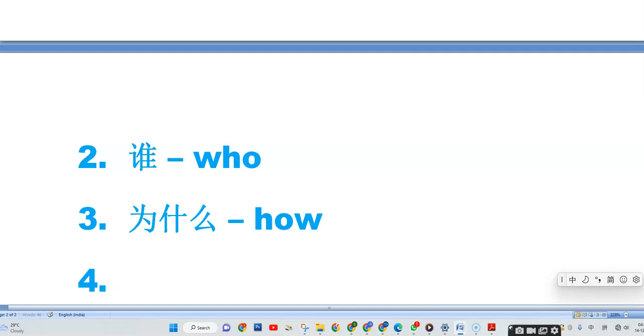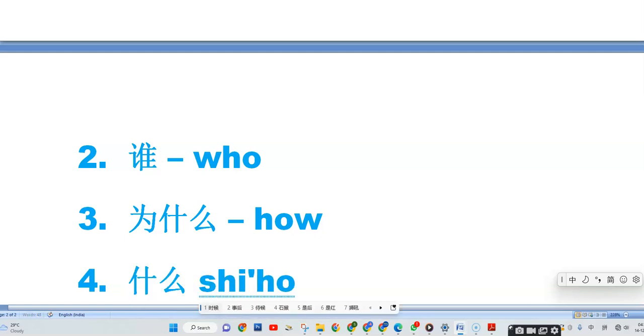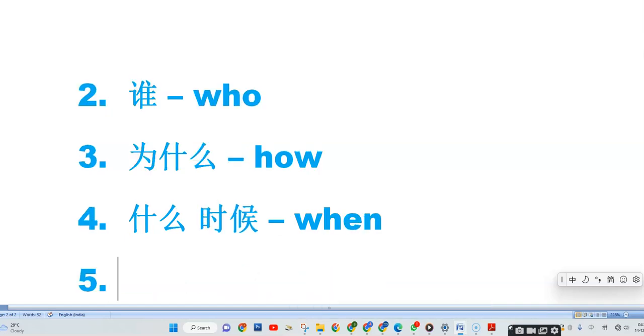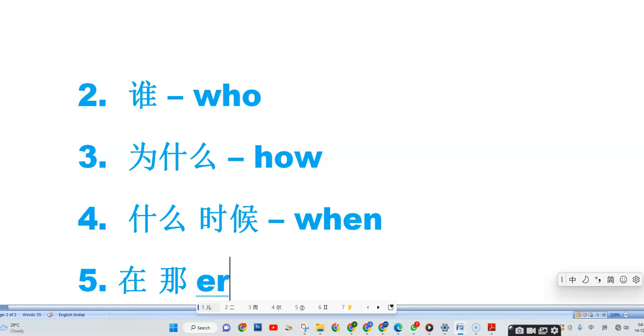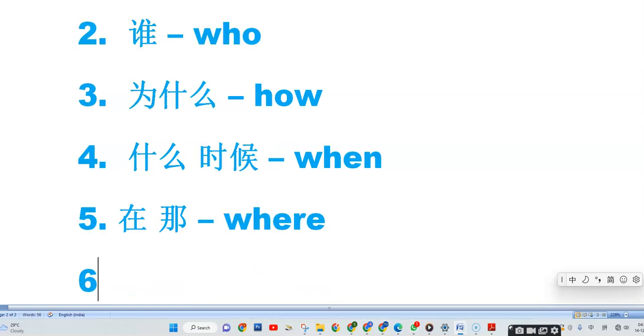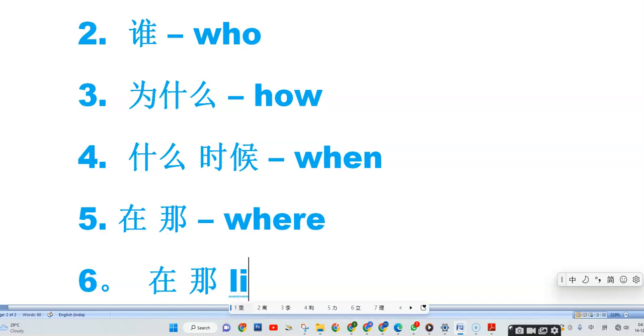And then the fourth word is Shenme Shihou. Shenme Shihou is when. And then the fifth word is Zai Nar. We have already seen the preposition Zai. Zai Nar is where. And then the sixth term is Zai Na Li. The Li is also a preposition we saw, so it is inside. So Zai Na Li is also where.